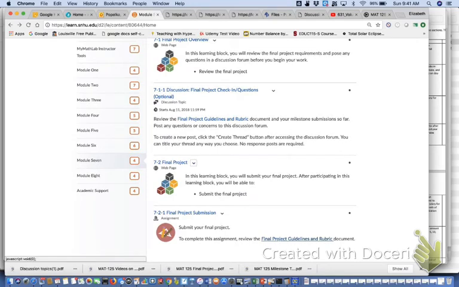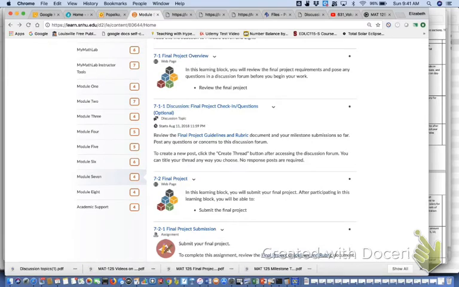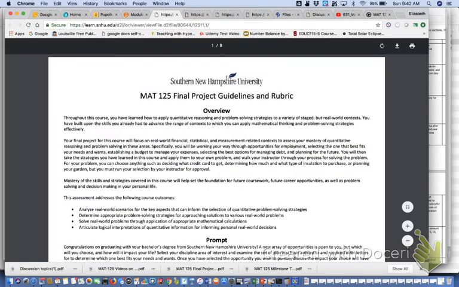Here for the final project, this is literally just telling you again, well, I guess up here, the 7-1, this said you're going to review your final project, and here it says, now you're getting ready to submit your final project. But really nothing to do in those sections. So the real major action is right here in the 7.2.1 final project submission. And I'm going to open up the guidelines and rubric.